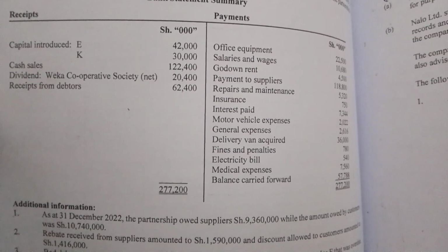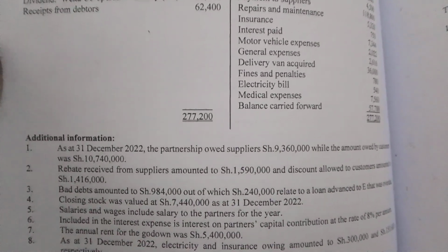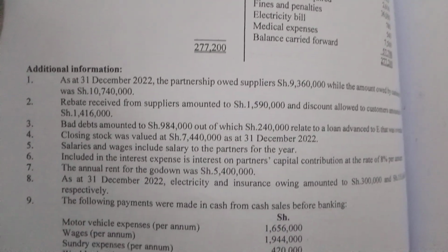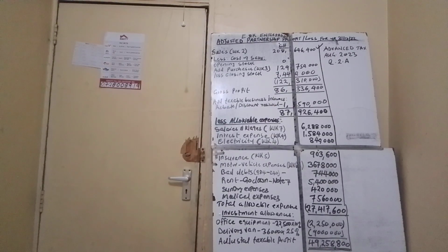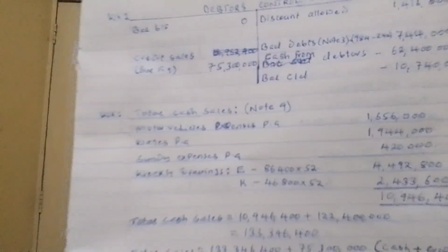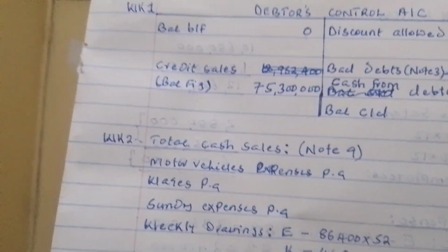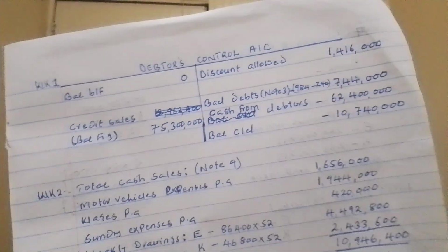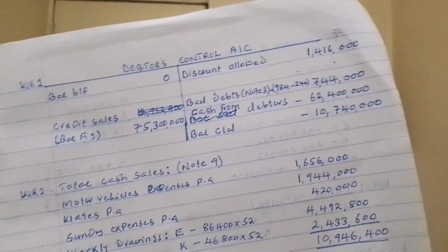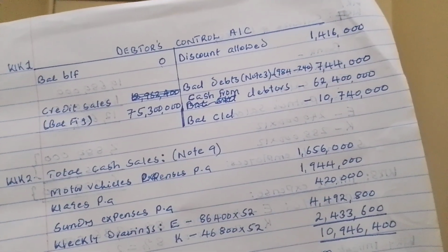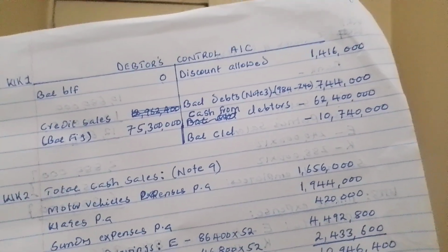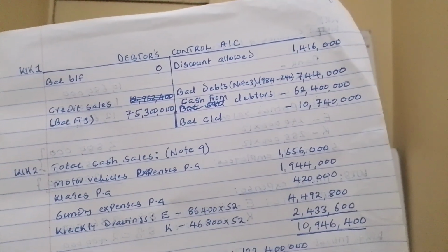Those were cash sales now. We plus then credit sales, which you have in the control account, 75,300,000. Now I believe you are able to see what I have done in my calculation. You see 75,300,000 on the debit side of the control account.